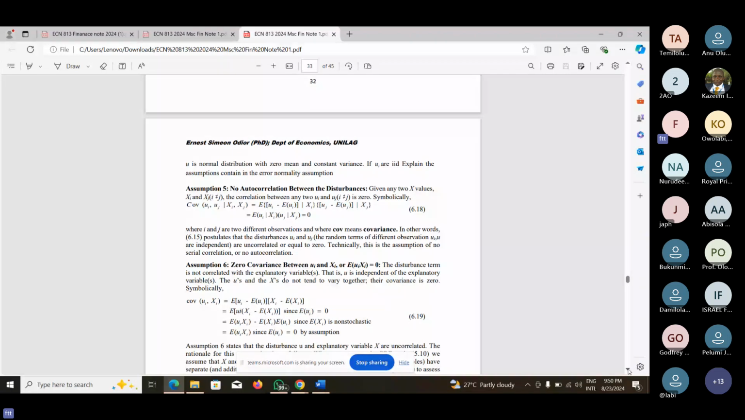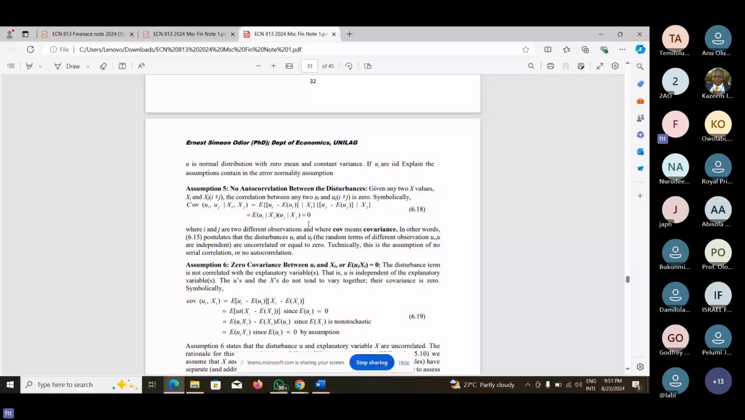symbolically, covariance ui, uj given xi, xj is equal to, they defined it. After they defined it, they got this particular equation. After solving, they got this. So now that means COV (ui, uj given xi, xj) must be equal to 0. Or another way, you can write it like this: expectation of ui given xi times uj given xj must be equal to 0, where i and j are two different observations and where COV means covariance.